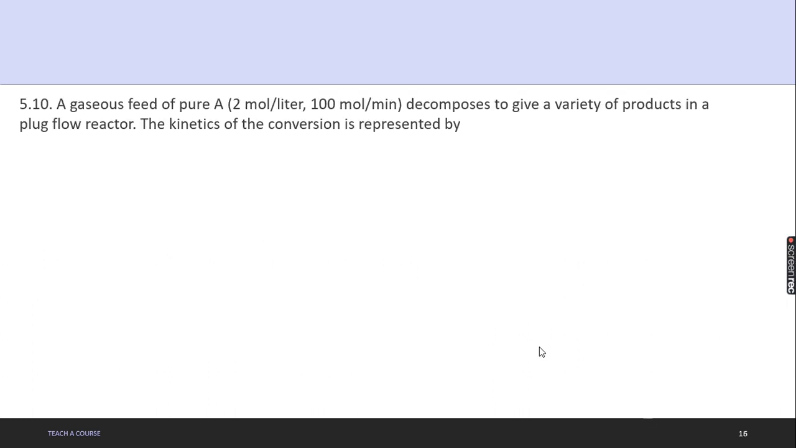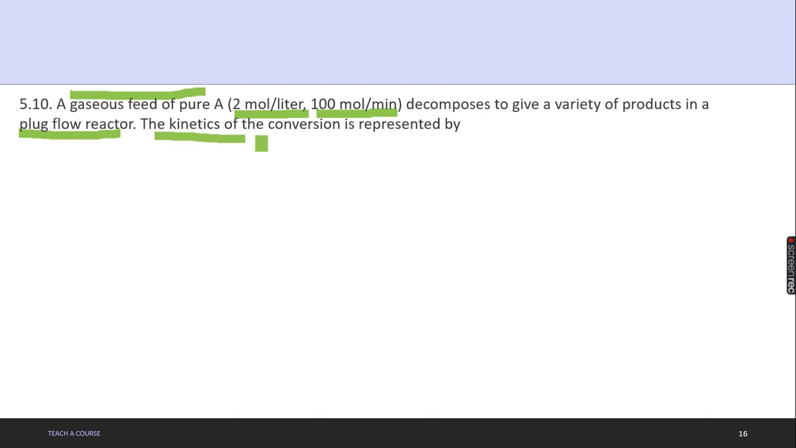Let's see another example. This is something different, of course. It is a gaseous feed of pure compound A. Here the concentration is given as 2 mol per liter and the feed rate as 100 mol per minute. So this is Fa, and mol per liter is the concentration Ca, so I know the volumetric flow rate also. It decomposes to give a variety of products in a plug flow reactor.